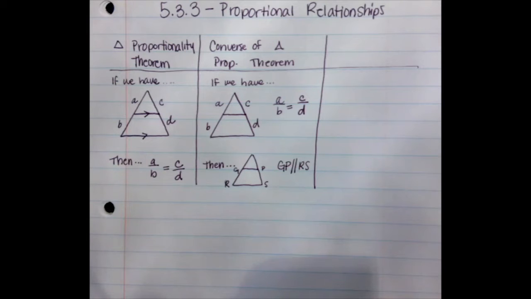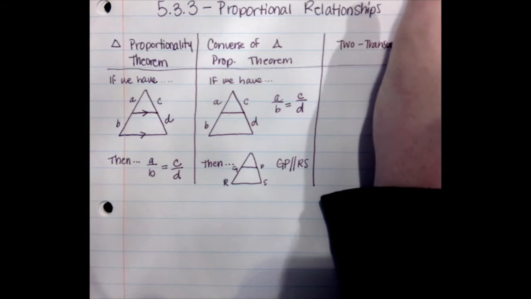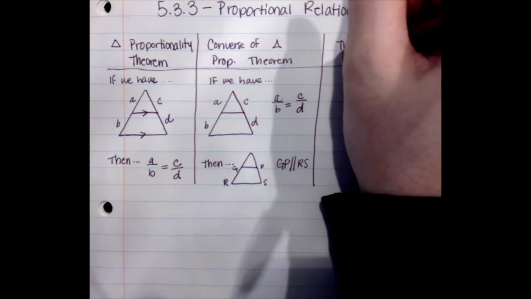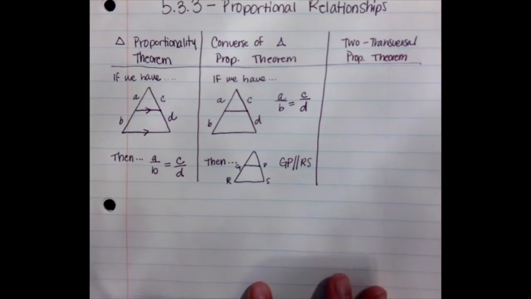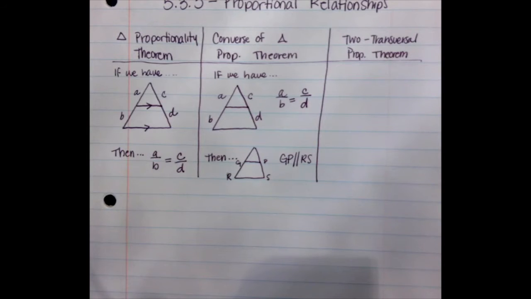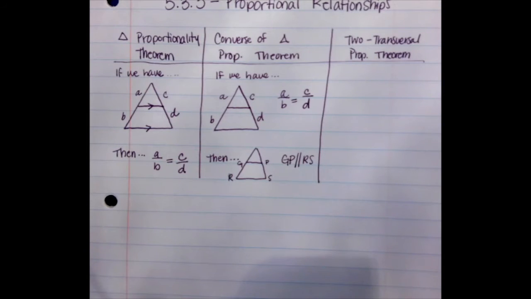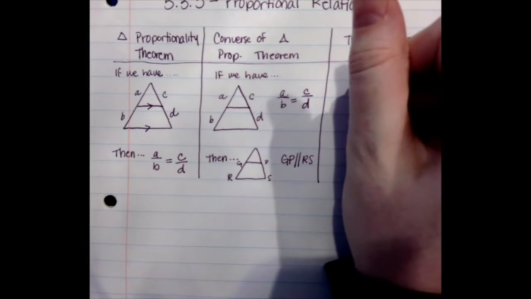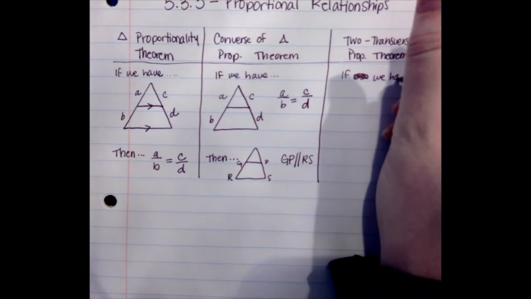So now we've got one more, and that is the Two Transversal Proportionality Theorem. And this one's pretty nice because we have it named very well. We're going to have two transversals. And so to draw this picture, you are going to basically draw three horizontal parallel lines.